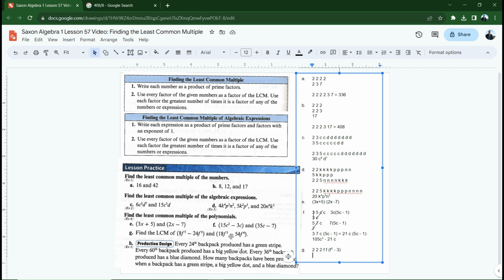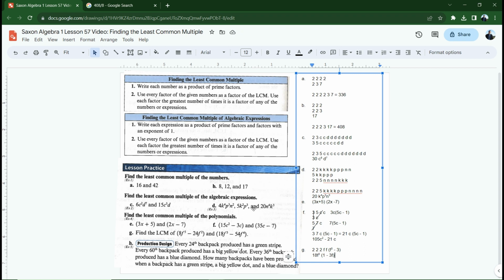18F cubed minus 54F to the fourth. Well, I can take an 18F cubed out of both of these terms. If I pulled that out of the first term, I only have 1 there, right? Minus, and then if I take that out of the second term, 18 times 3 is 54, so there has to be a 3 there. And then when I pulled out an f cubed, I have an f left here, so it's 1 minus 3f.